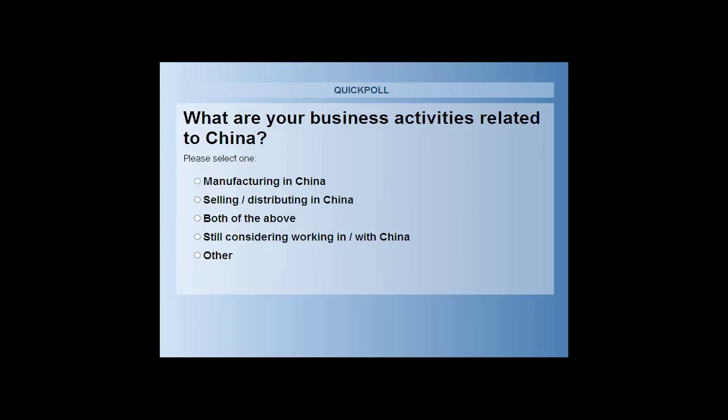So really, what are your business activities in relation to China? This is a multiple... no, it's just one option, of course, sorry. Are you A, manufacturing in China? B, selling and distributing in China? Both of the above? C, are you considering entering the Chinese market? So basically, where do you find yourself in that cycle in terms of dealing with China? I'll leave you a couple of minutes there just to start voting.